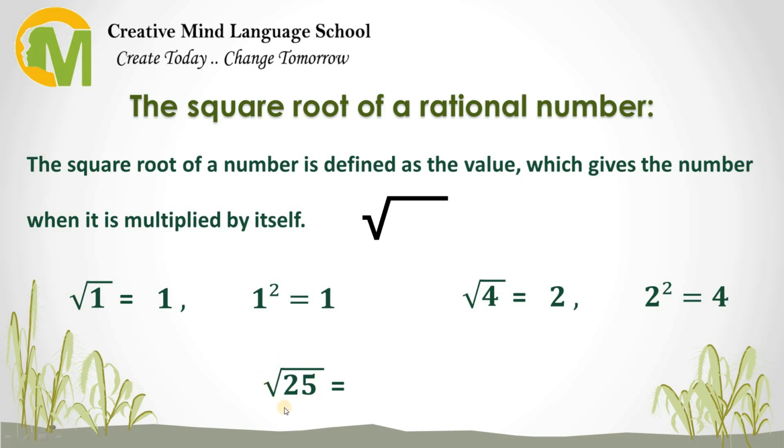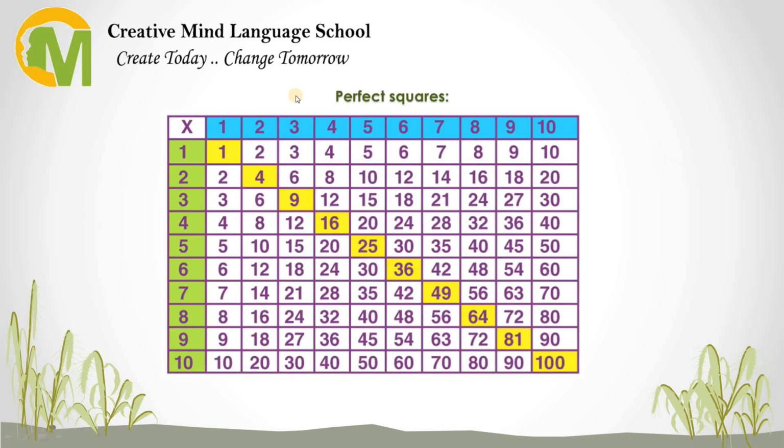And now we can say that the square root of 25 equals 5, because 5 to the power 2, or 5 squared, equals 25. And as we mentioned before that we have numbers named perfect cubes, we also have numbers named perfect squares, the numbers that we put under the square root and get integers or whole numbers. For example, the square root of 1 is 1, the square root of 4 is 2, the square root of 9 we get 3, the square root of 16 is 4, and so on and so forth until we reach the square root of 100.